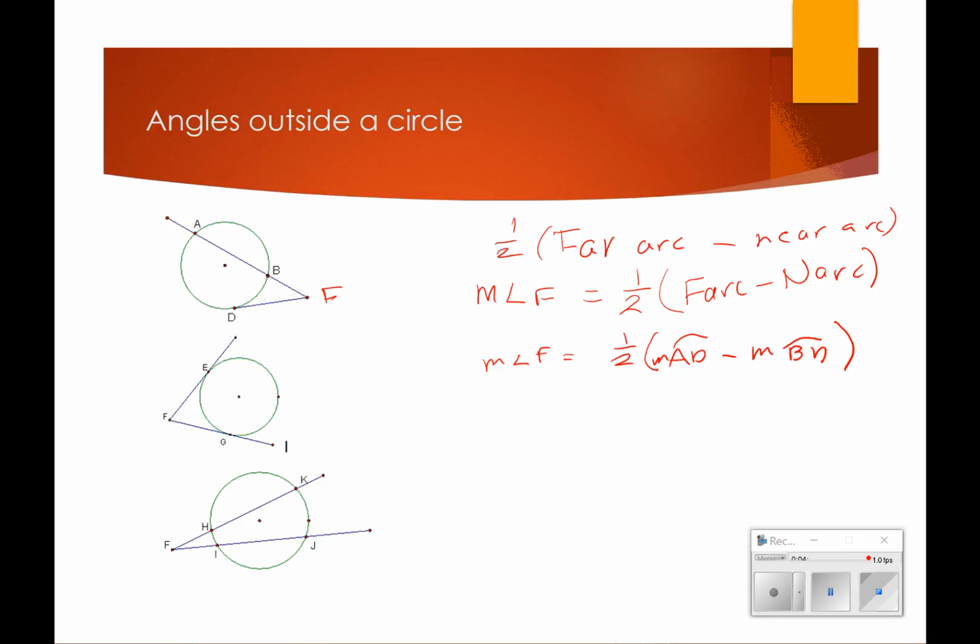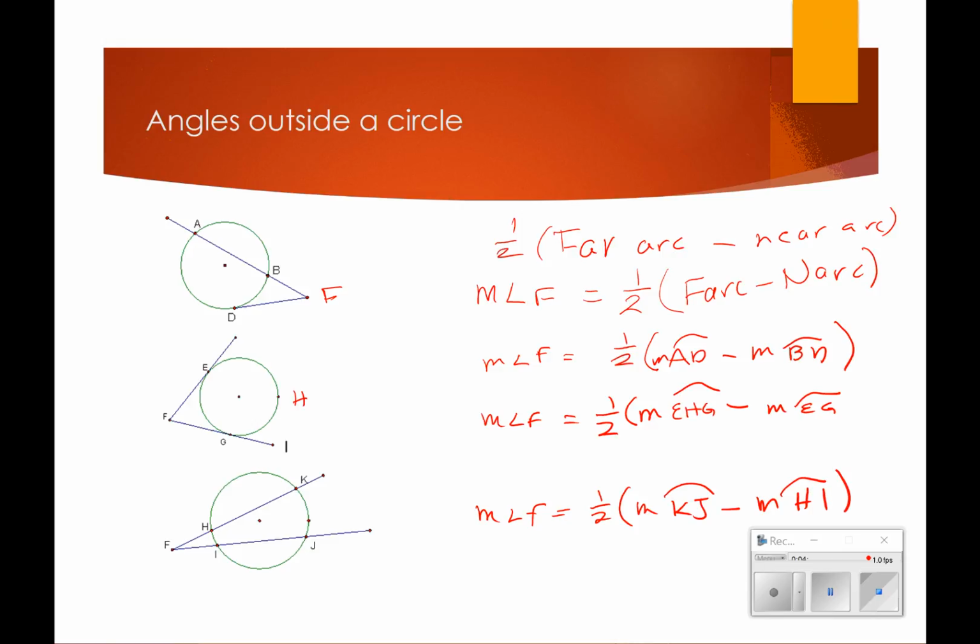Okay. In the second drawing down, the measure of angle F would be equal to 1/2 the measure of arc EG minus the measure of arc, oops, that's the near arc, bad, Miss Craig. We actually need another point in there to name it, so let's make this H. So the measure of arc EHG minus the measure of arc EG. Okay. And in the last example, the measure of angle F, far arc minus near arc, would be 1/2 the measure of arc KJ minus the measure of arc HI.